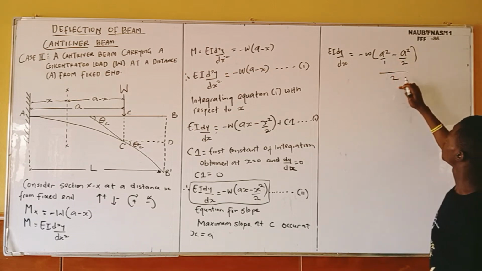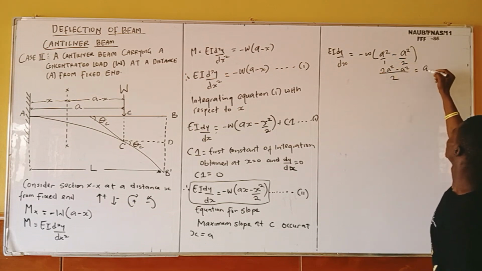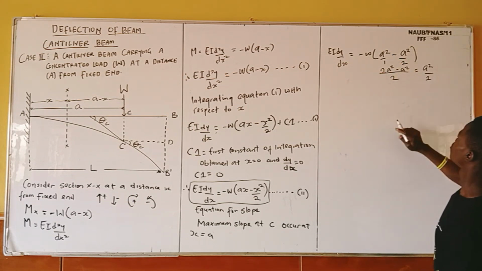So substituting 1 in 2, we are going to have 2A squared minus A squared equals to what? This one is going to give us A squared over 2.